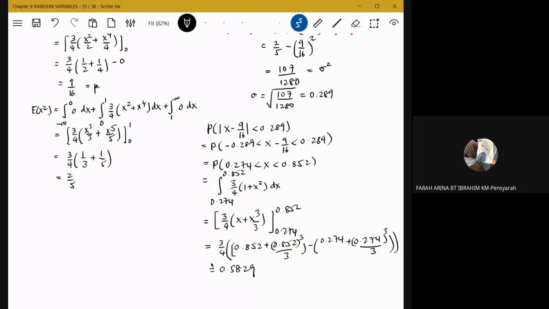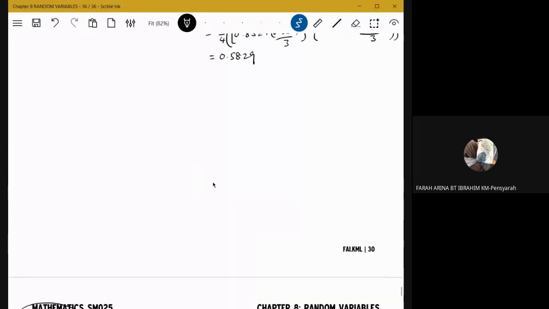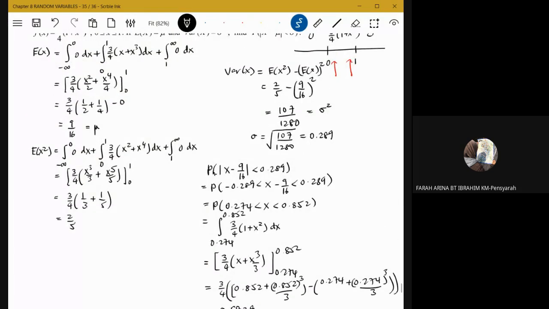Okay, so we done the final example. And then we have another one which is dia adalah exercise 9. This will be your exercise. So ini adalah homework untuk second lecture yang ini. So you have to submit by today as well. Okay. But then before we dismiss, saya nak recap little bit for discrete dan juga continuous.